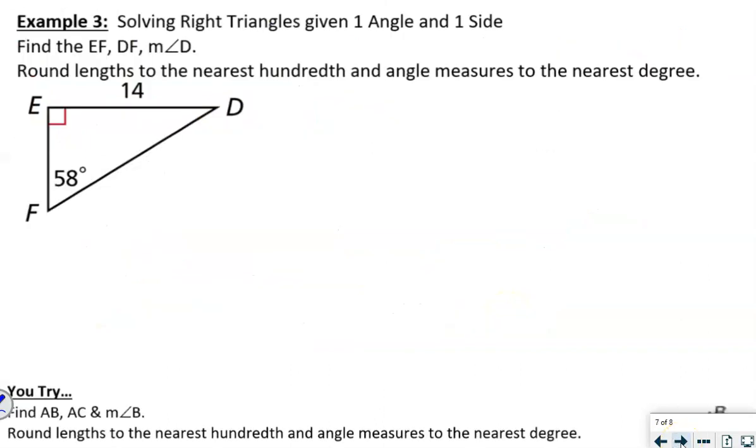All right, on this next one, it says solving right triangles. Given angle 1 and side 1, find EF, DF, and the measure of D. So here we go again. This time we're only given one side measure, so first we need to find EF and DF.